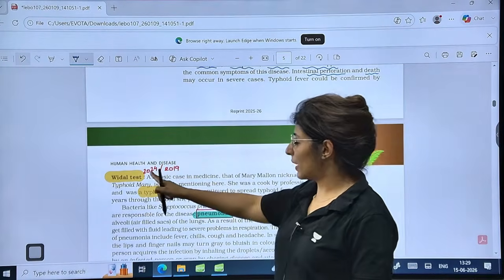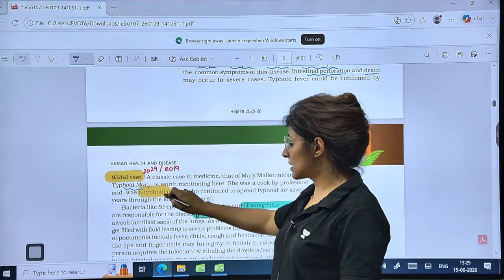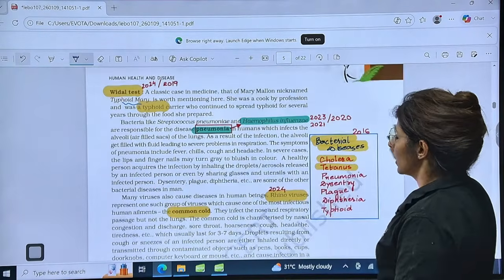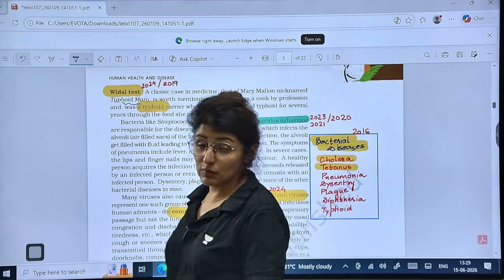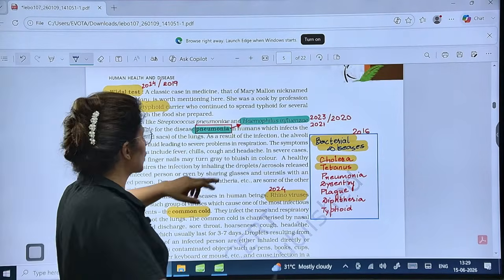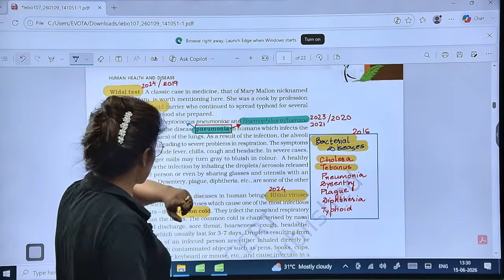It is confirmed by what diagnostic test? It is the Vidal test. Typhoid Mary, classic case of typhoid carrier. She was a cook by profession. Another bacterial disease is pneumonia. We have already read Streptococcus pneumoniae, also caused by Haemophilus influenzae. The question has been asked multiple times.